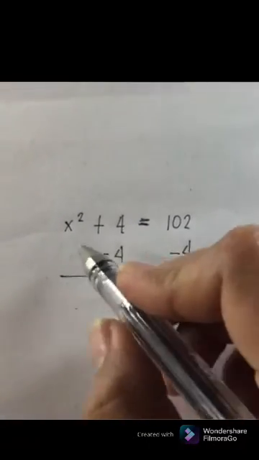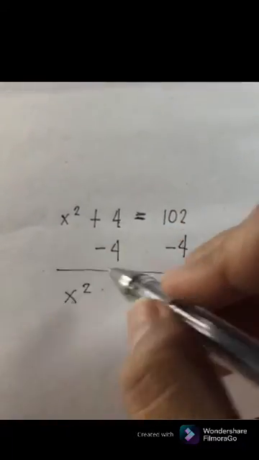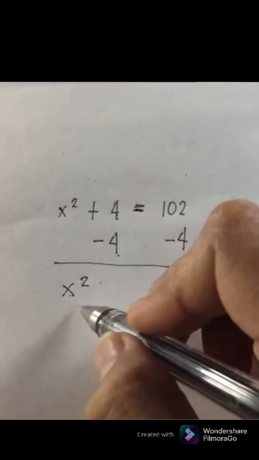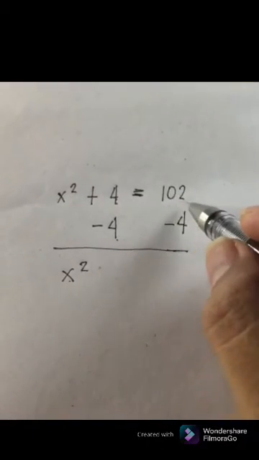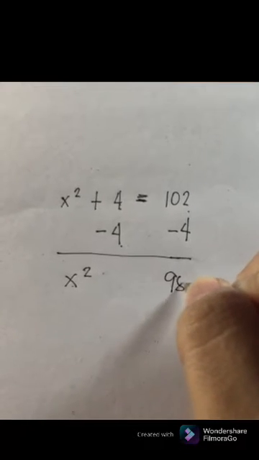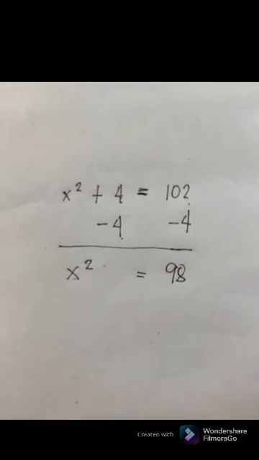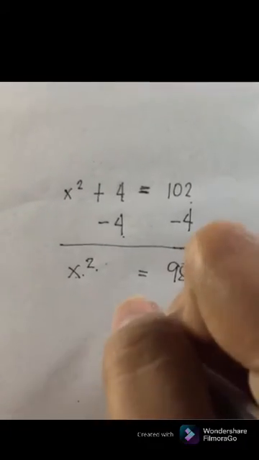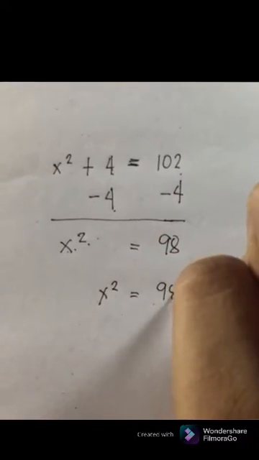So we're going to bring down x squared. So positive 4 plus negative 4, that is 0. So that is why we only have x squared here. Next is that 102 plus negative 4, that is 98. 102 minus 4, that is 98. So this time, we have x squared and 98. So let's copy here first, x squared equals 98.